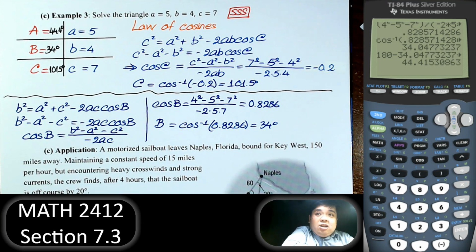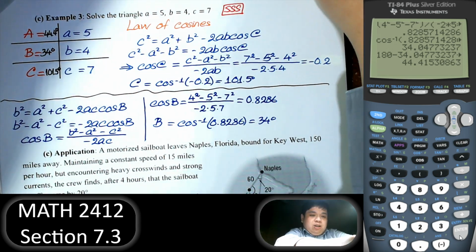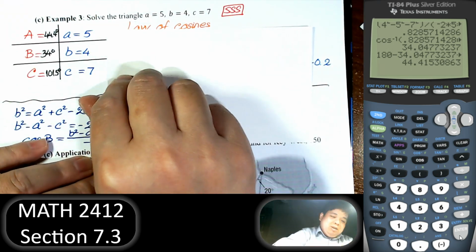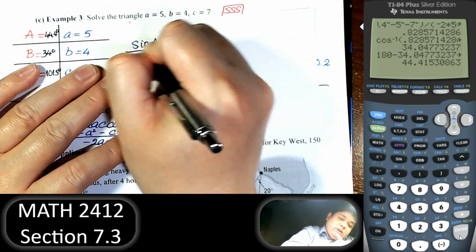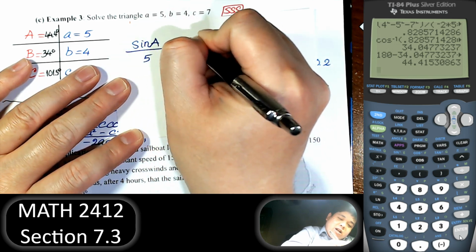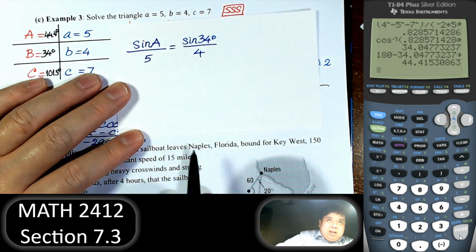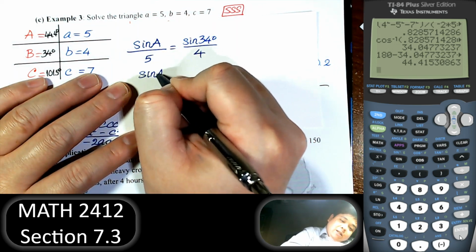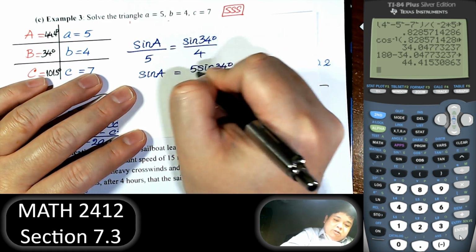So for the scenarios where we use the law of cosine to find angles, take care of the biggest angle first, and after that it's easy. We can use either law of sine or law of cosine. Of course, if we want to use the law of sine to find A, let's just do that. It's a way to check it, right? So sine of angle A, which we don't know, divided by 5 equals sine of 34 degrees over 4, right? So in this case, sine A equals 5 sine of 34 degrees divided by 4.